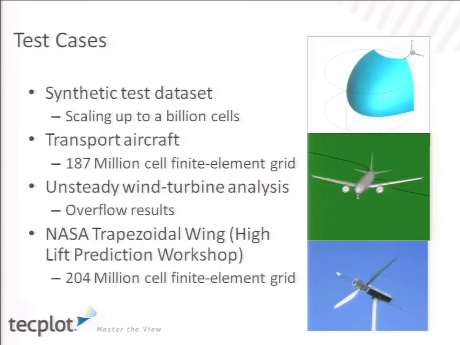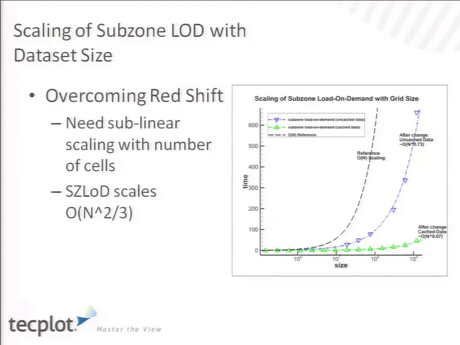And then with streamlines, it's actually more like n to the 1/3, so it's even faster.